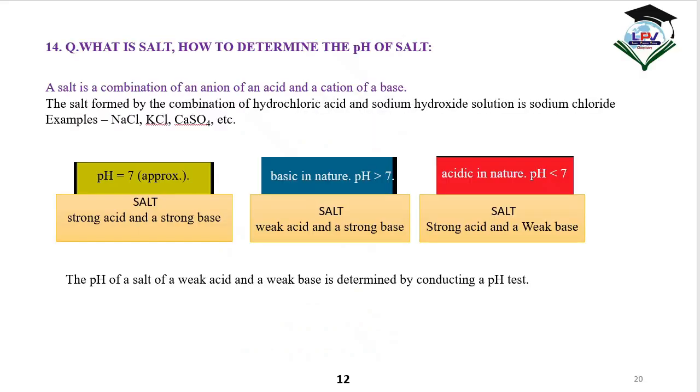Here the question is, what is salt? And how do you determine the pH of a salt? As I told you, how to determine the pH using the pH chart and pH strip I have already explained in the previous session. Now we are going to see the pH of a salt. Let's see a definition. Salt is a combination of anion of an acid and cation of a base. What does it mean?